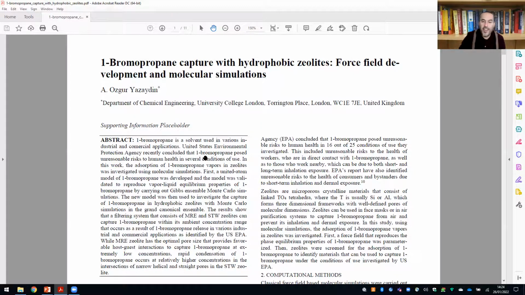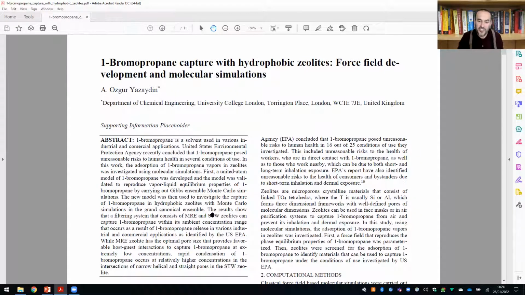So then I thought, okay, why don't we capture it? This is related to my research because I work with porous materials. Why don't we capture, through adsorption using porous materials, the 1-bromopropane that is released to the atmosphere, using some zeolites? Zeolites are porous materials. Okay, then how do you do a molecular simulation?